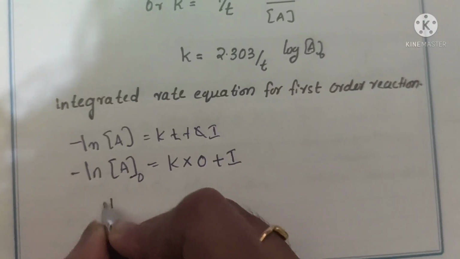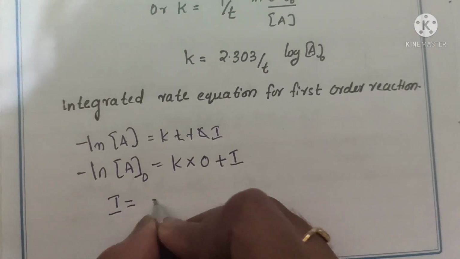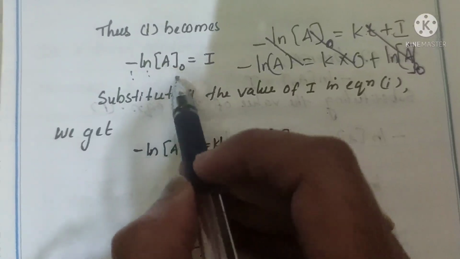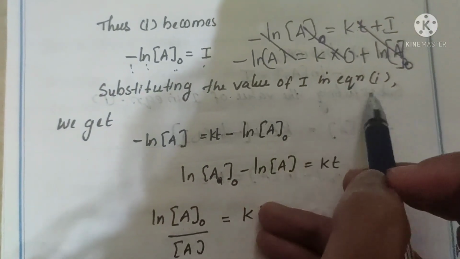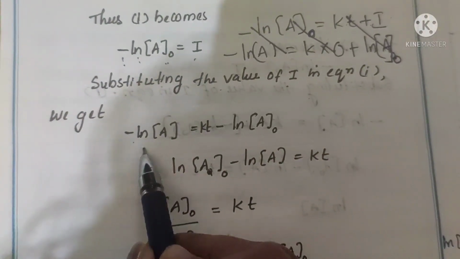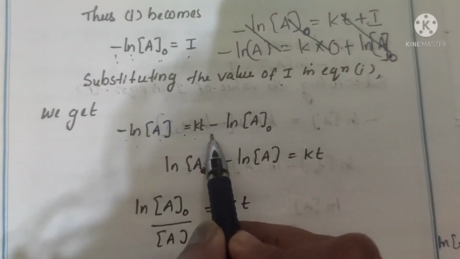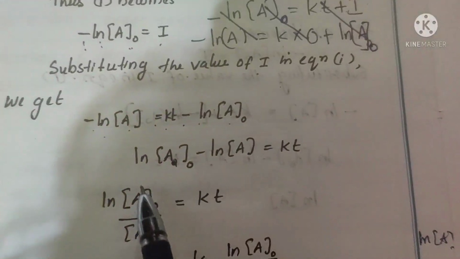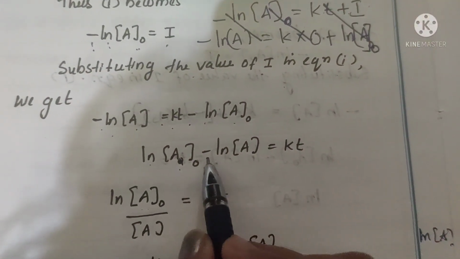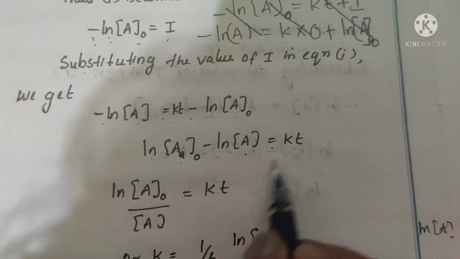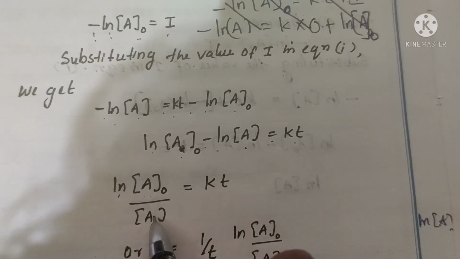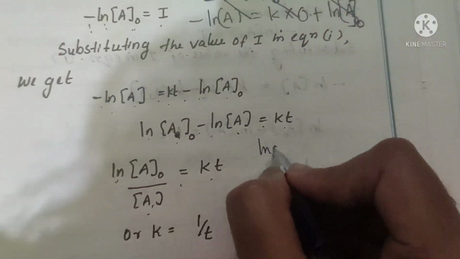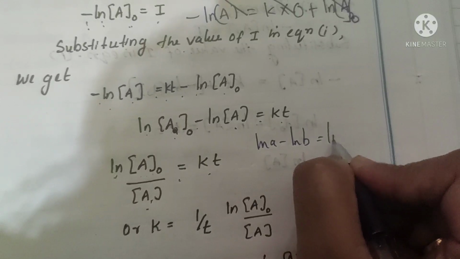Then we get I equals minus log [A]0. And substituting the value of I in equation 1, we get minus log [A] equals kt minus log [A]0. Then log [A]0 minus log [A] equals kt. Then log [A]0 by [A] equals kt, because log A minus log B equals log A by B.